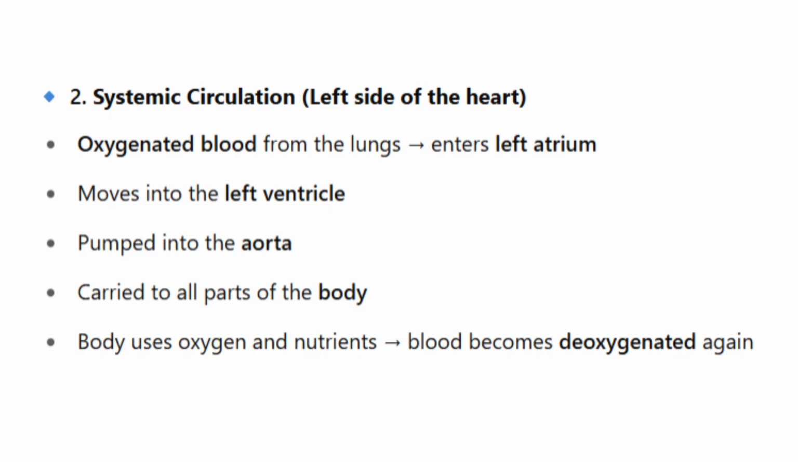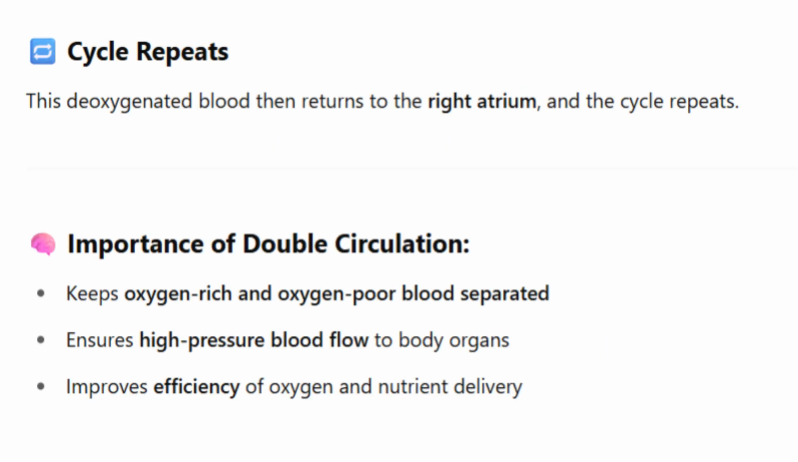Pumped into the aorta. Carried to all parts of the body. Body uses oxygen and nutrients. Blood becomes deoxygenated again. Cycle repeats. This deoxygenated blood then returns to the right atrium, and the cycle repeats.